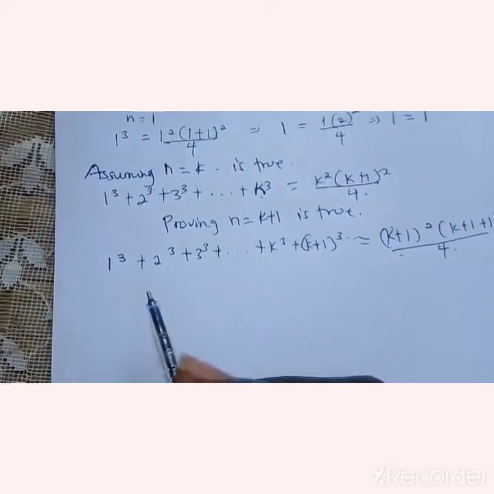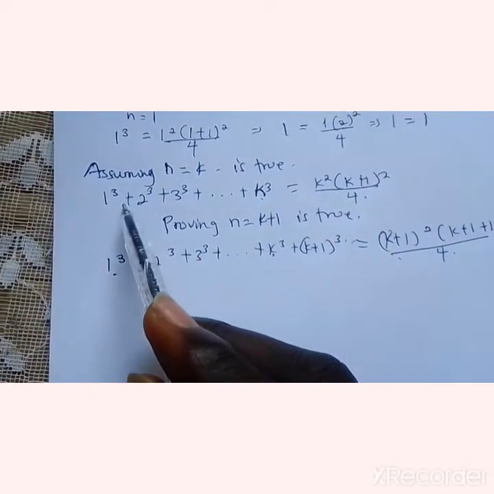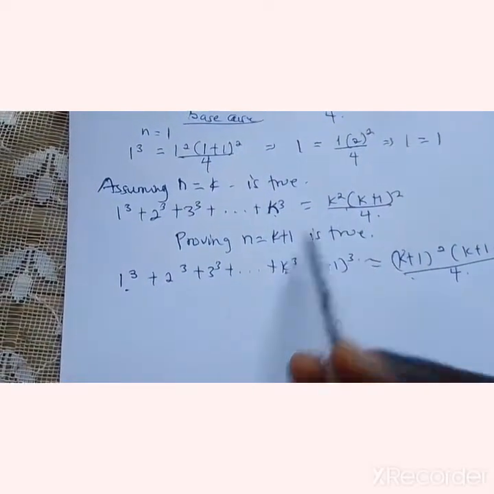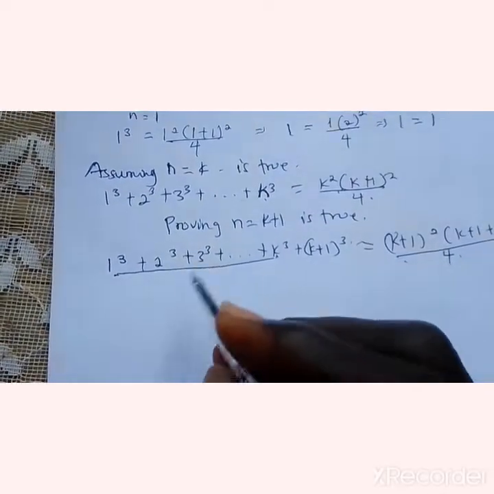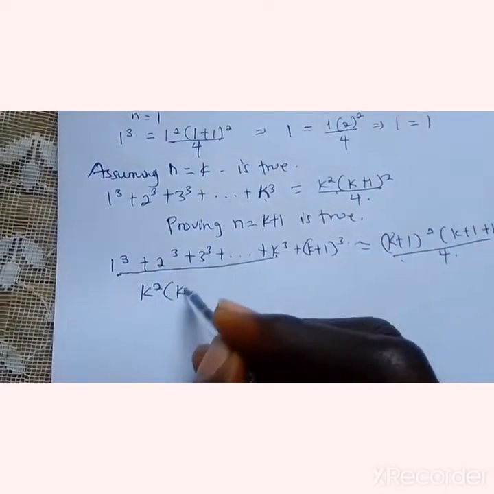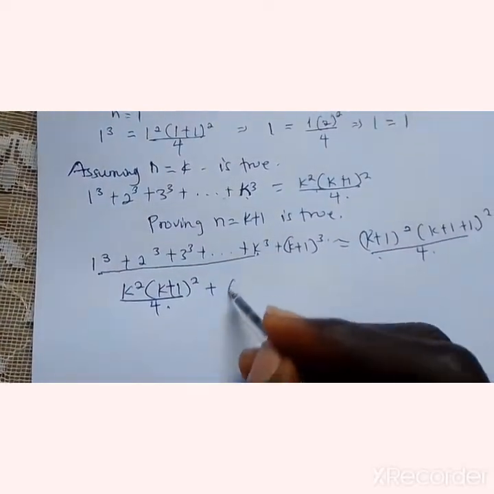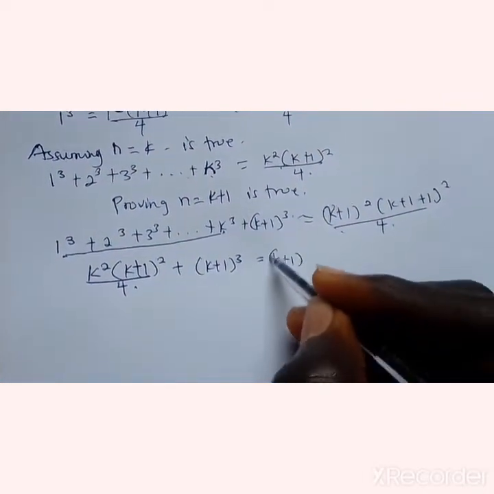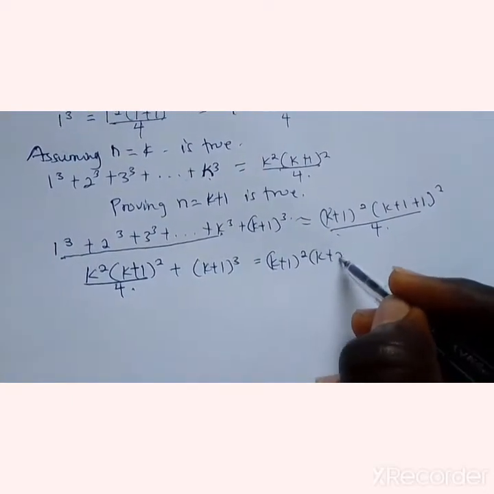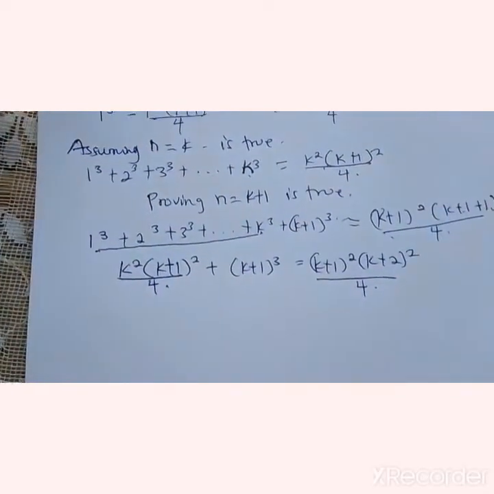So let's see. From here, we know that 1 cube plus up to this side is the same thing here, and it's equal to this. So we bring this here as a substitution. We remove this place and replace it with k squared multiplied by k plus 1 all squared over 4, plus k plus 1 all cubed, to be equal to k plus 1 all squared multiplied by k plus 2 all squared over 4. So you have to show that the left hand side and the right hand side are equal.